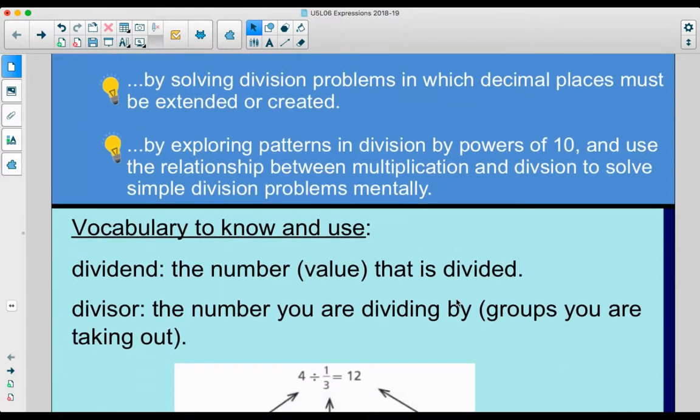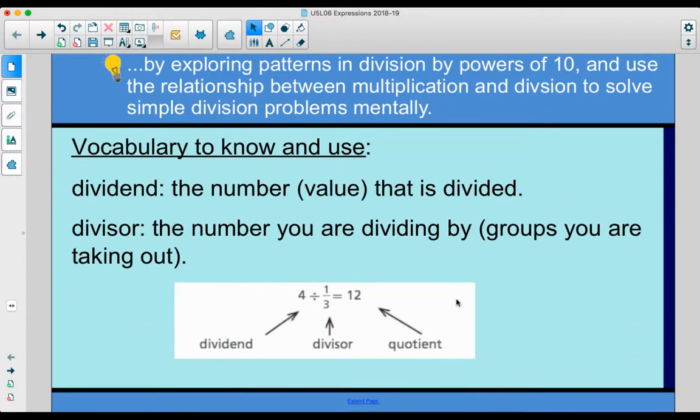a decimal. Key vocabulary that you should know and use when you're explaining what you're doing to people. The dividend is the number or value that is divided, and the divisor is the number you are dividing by, the groups you are taking out. In this example, you have 4 that you're dividing by 1/3 equals 12, meaning if I had 4 of something and I wanted to take out groups of 1/3, I would have 12 groups of 1/3. If I took 4 pies and cut them into thirds, I would have 12 pieces of pie.